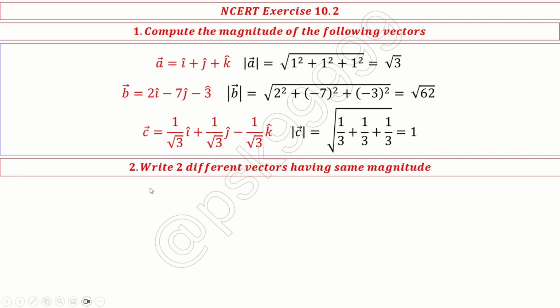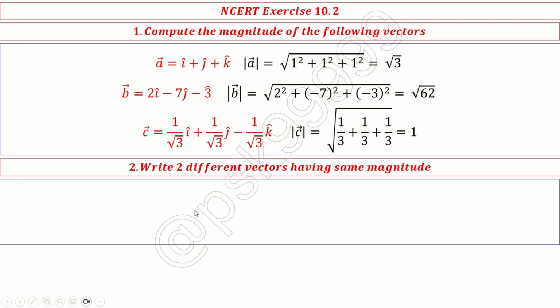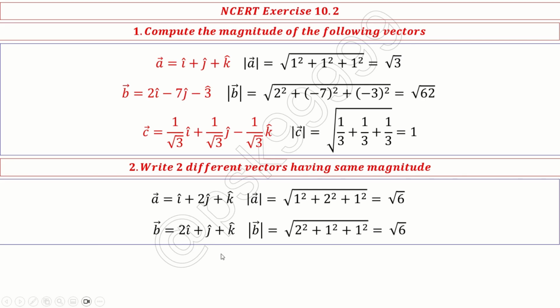Next. Write two different vectors having the same magnitude. That is very simple. If you have a vector in i, j, k form, then you just switch the coefficients of the i, j, k. Exchange the coefficients, then the magnitude is the same, and signs also you can change. But it's a different vector. It's not the same as the previous one, right? So that's what I did here. Next.